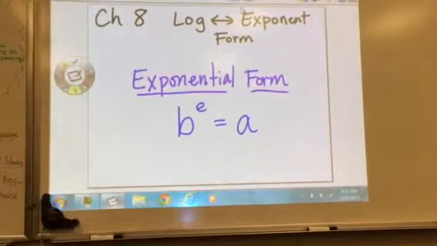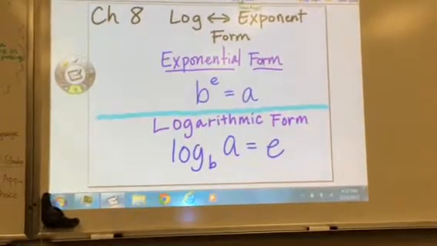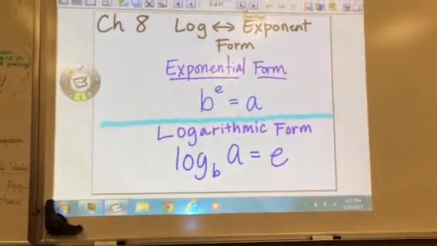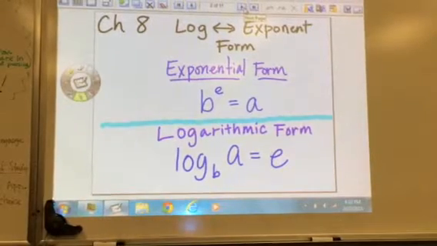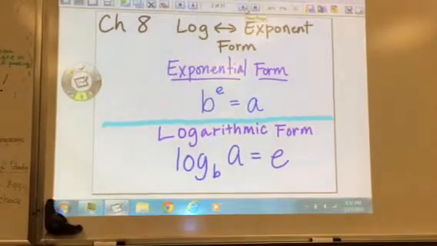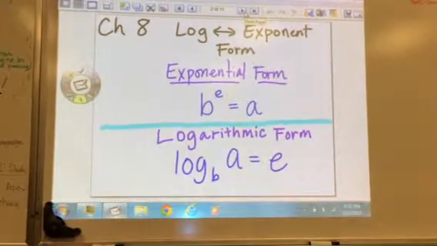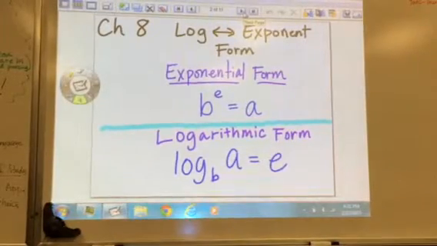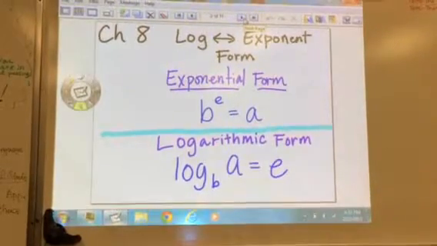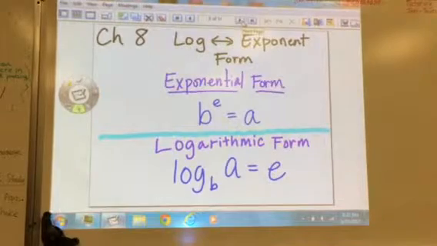What we are about to embark on is logarithms. So at the bottom is the logarithmic form. You take that base and we do what is called the log base b of that answer, and what it is equal to is the exponent that you're accustomed to. So you will need to go back and forth between the exponential form and the logarithmic form.